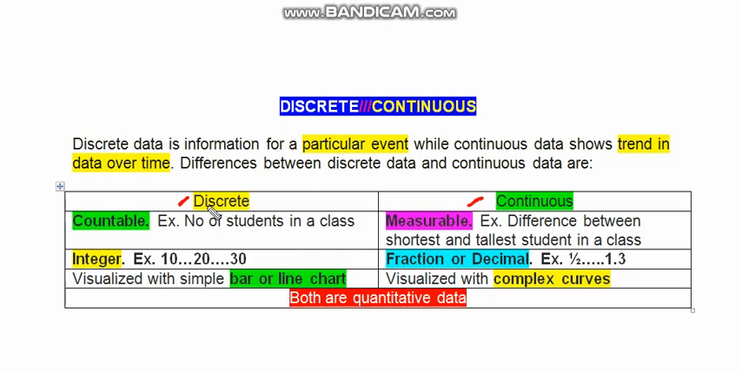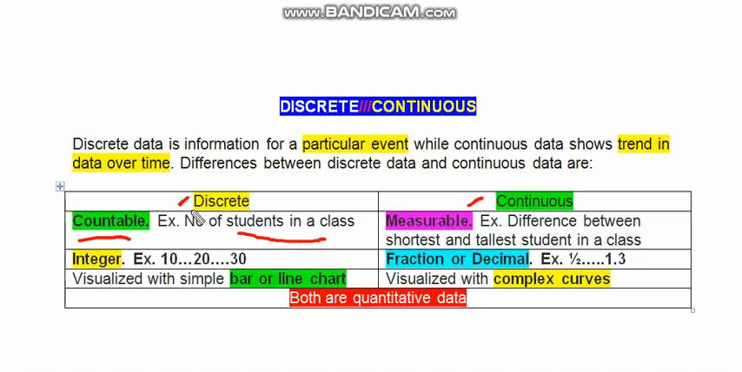So the first one is that a discrete variable is a countable variable, or countable data. For example, the number of students in a class. While continuous data is a measurable variable or data. For example, the difference between the shortest and the tallest students in a class.